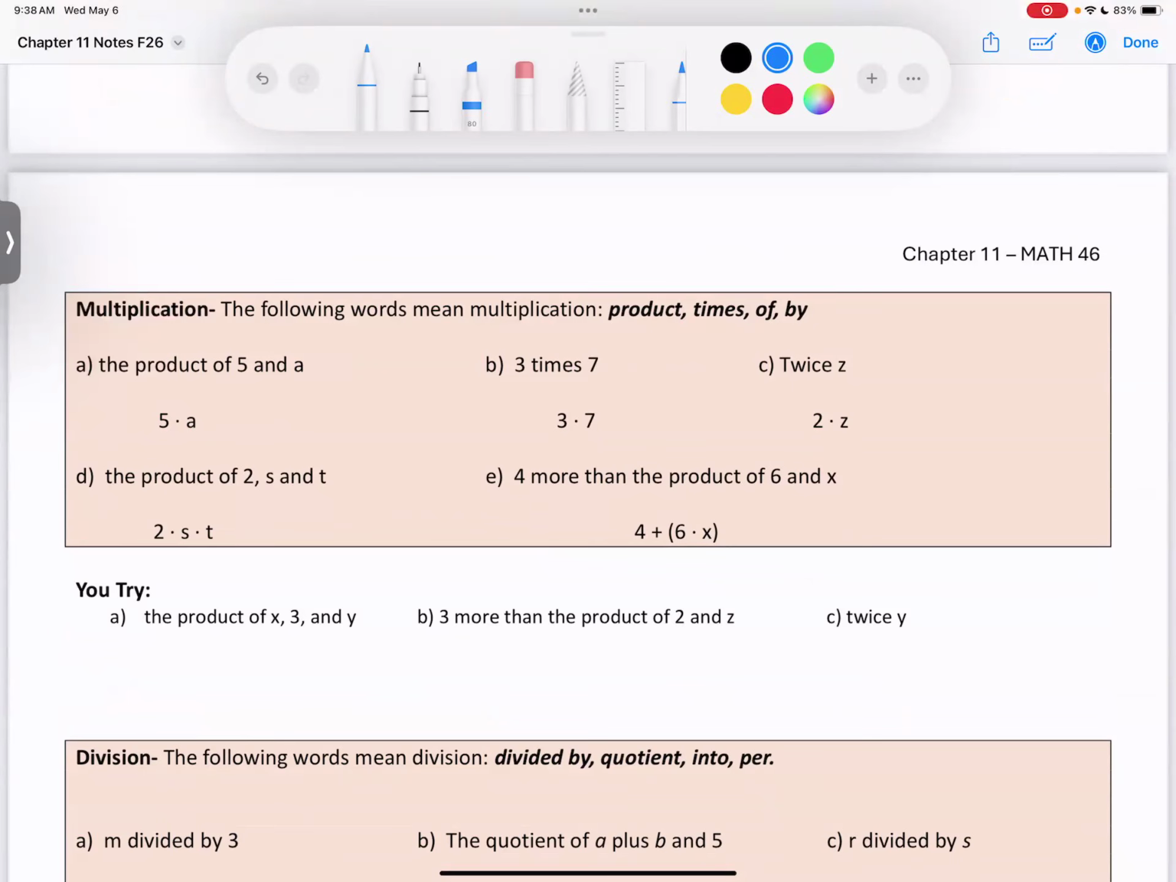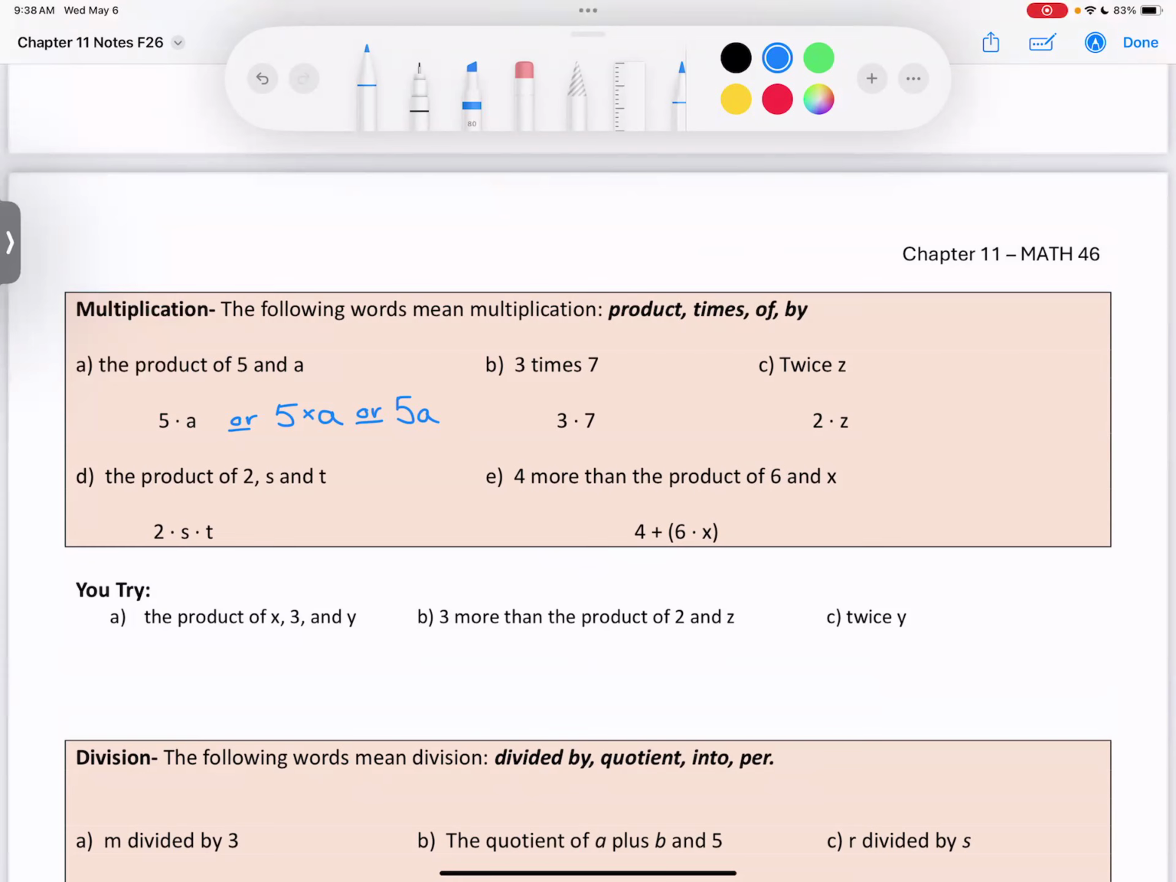So you'll see words here like product, times, of, and by. So the product of 5 and A, we can write as 5 multiplied by A. That little dot there means multiply. We could also write that with the multiplication symbol, but I tend not to use it because you can confuse it with an X. And the other way we could write this is just 5A. 5A is 5 multiplied by A, so we don't even really necessarily need that little dot there. 3 times 7, we would write as 3 times 7. Twice Z, well, we had Z, now we have 2 times it, so it's 2 times Z.